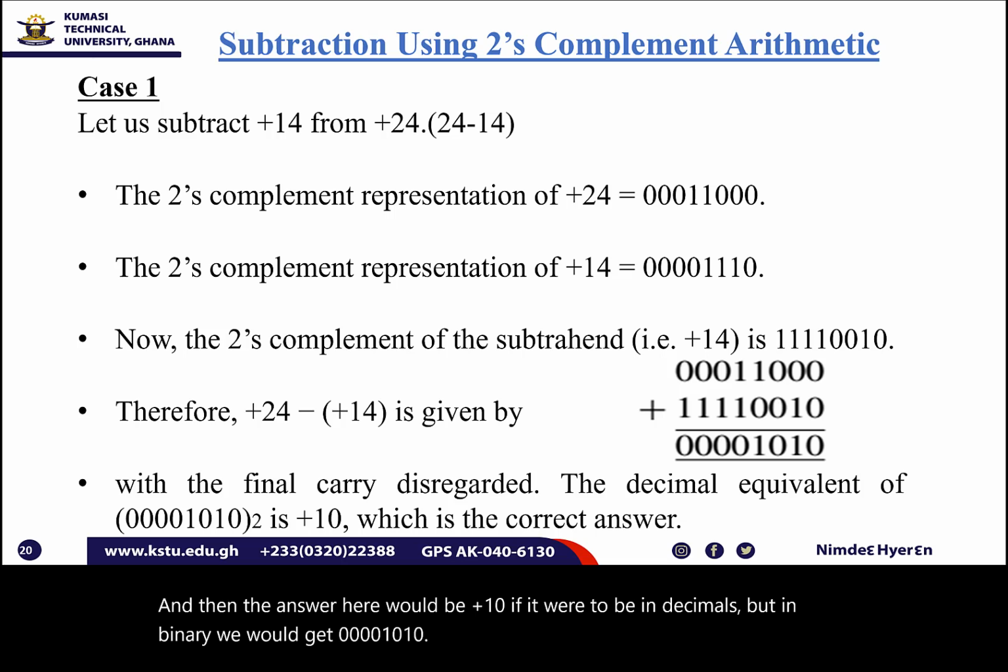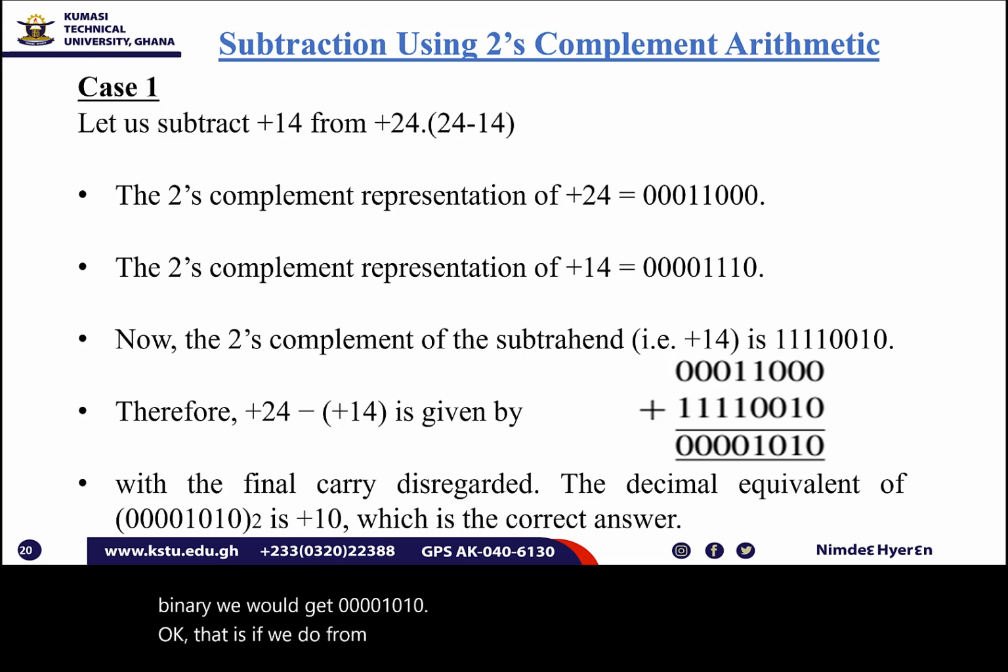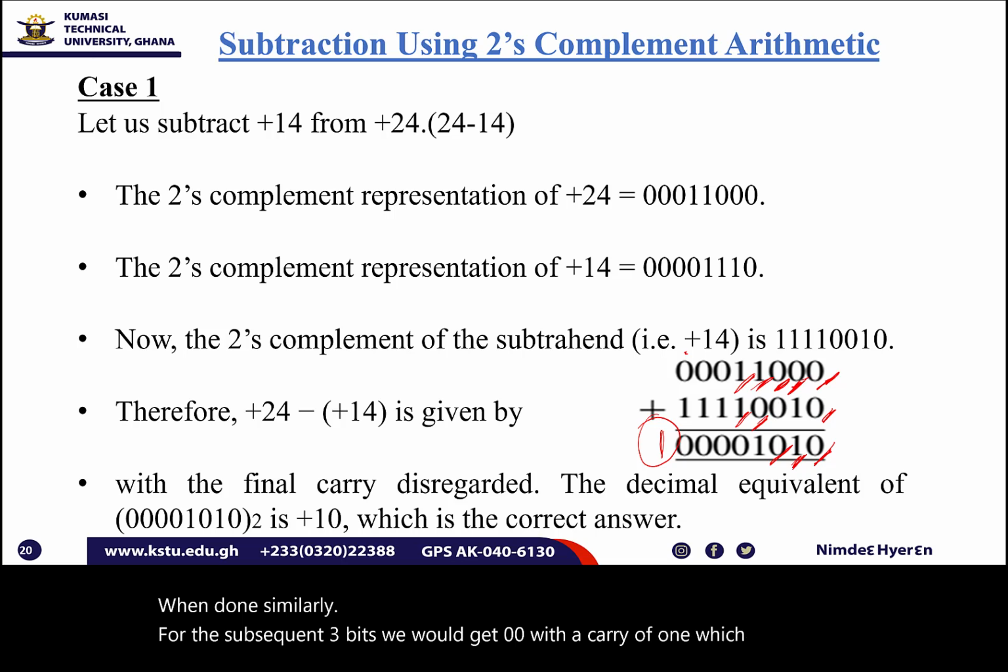Okay, that is, if we do from the LSB, 0 minus 0 would give us 0. 0 minus 1 will give us 1. 0 minus 0 will give us 0. 1 minus 0 will give us what? 1. 1 minus 1 would give us 0 with a carry of 1, which when done similarly for the subsequent 3 bits, we would get 0 0 0 with a carry of 1, which we would discard. Okay, so that is case 1.